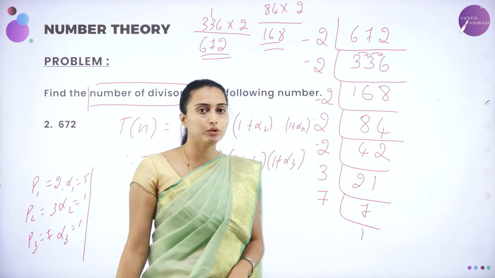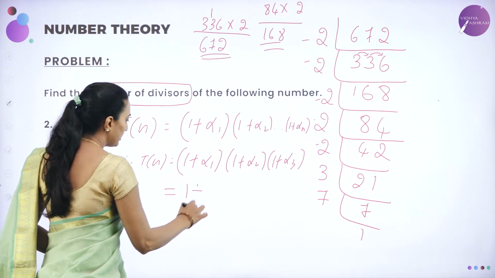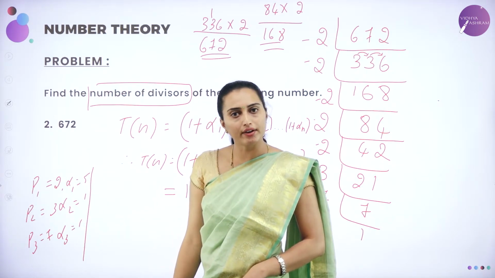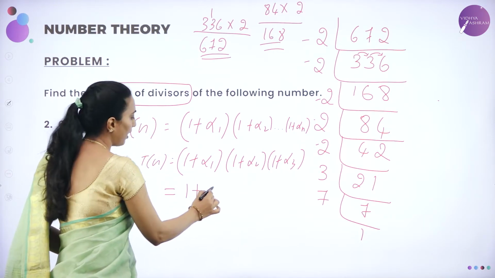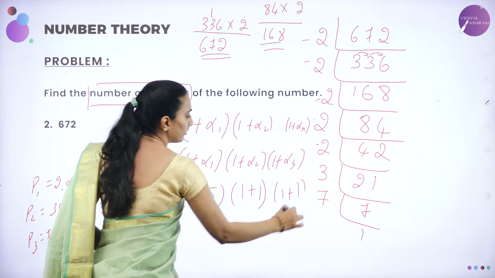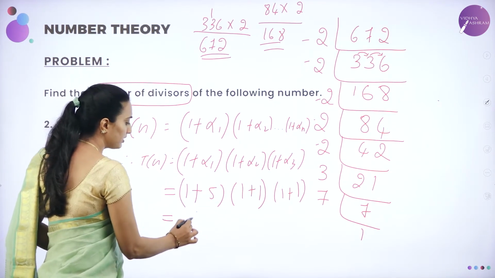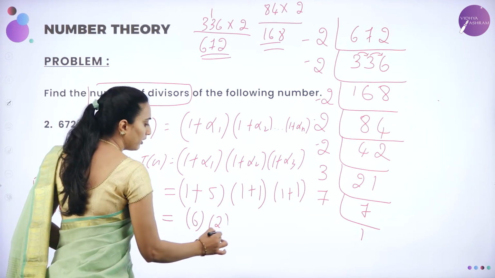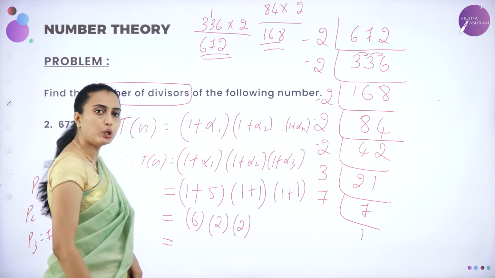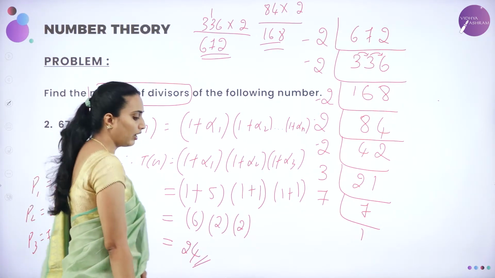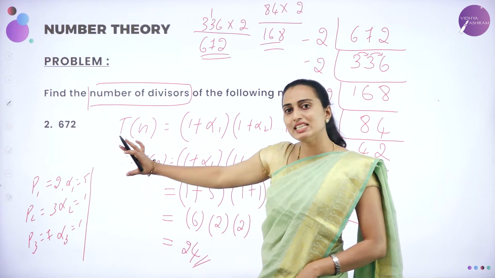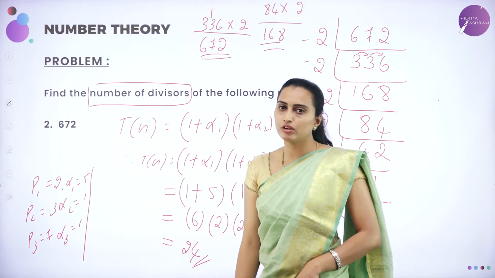Right? So what are alpha 1, alpha 2, alpha 3? Alpha 1 is 5, alpha 2 is 1, alpha 3 is also 1. Substituting that, (1 plus 5) into (1 plus 1) into (1 plus 1). Correct? So 1 plus 5 is 6, into 1 plus 1 is 2, into 1 plus 1 is 2. 6 2s are 12, 12 2s are 24. So T of n, the answer will be 24. Understood? This is an easy level problem I have taken. Next we'll be moving on to the next problem.